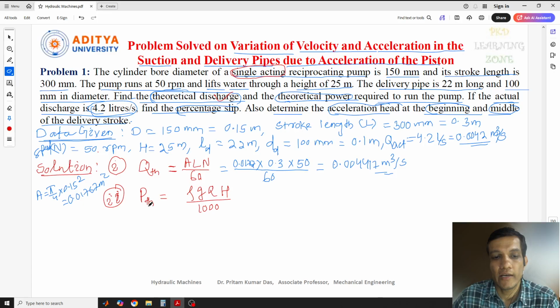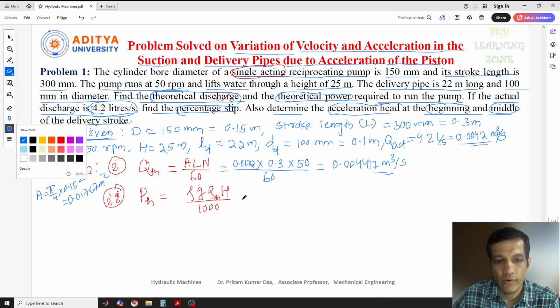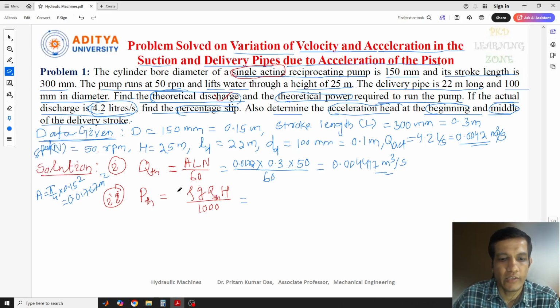But here it is asked to calculate the theoretical power, so here also I'll take the theoretical discharge. Here the value I'll put. You can see this rho can be cancelled, because this is also 1000, this is also 1000. So I'll put 9.81 and 0.004417 into H. So H is how much? This H is actually 25 here. So H is 25.